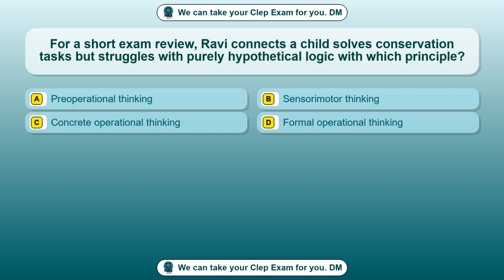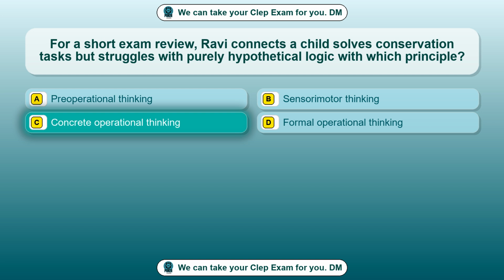Question 16. For a short exam review, Ravi connects a child who solves conservation tasks but struggles with purely hypothetical logic with which principle? Option A, pre-operational thinking. Option B, sensorimotor thinking. Option C, concrete operational thinking. Option D, formal operational thinking. The correct answer is option C.